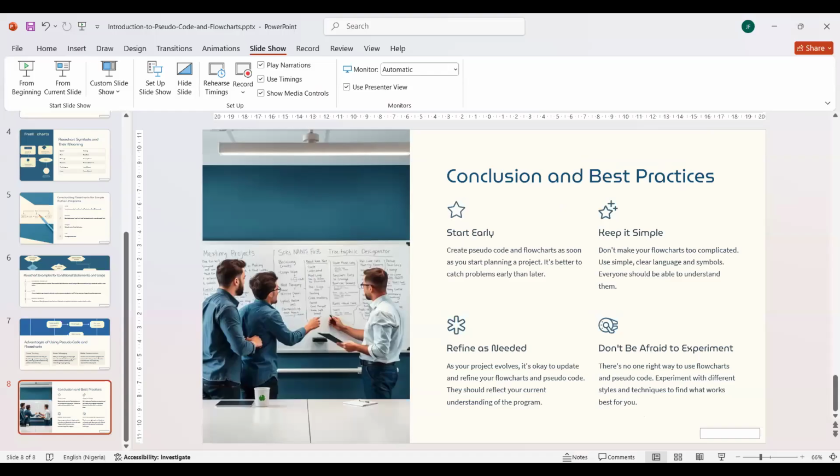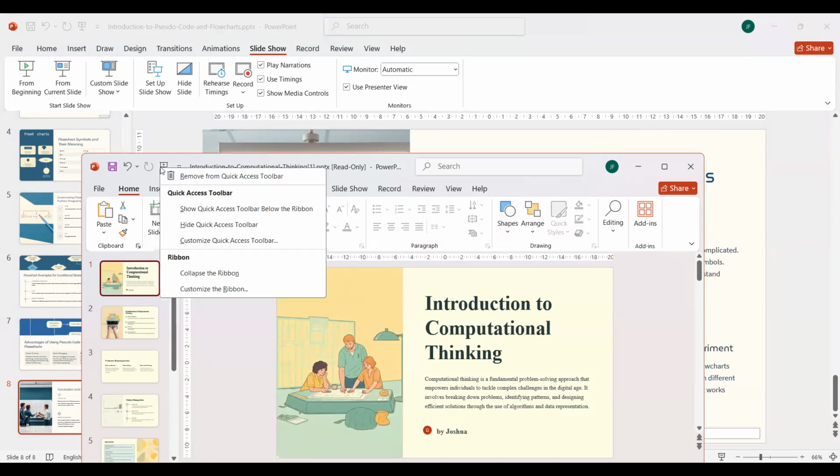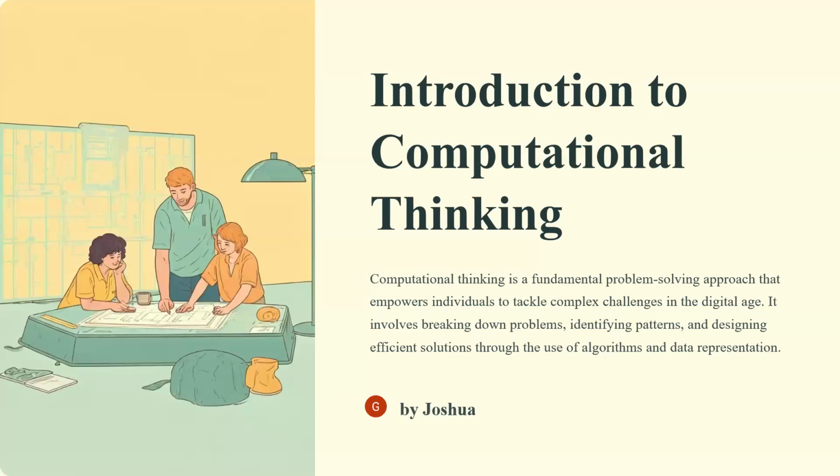The next thing we are going to be looking at is computational thinking. I hope you are seeing my screen. Okay, so we said that computational thinking is a fundamental problem-solving approach that empowers individuals to tackle complex challenges in the digital age. Now, what are we actually looking at when we say tackling challenges using computational thinking?